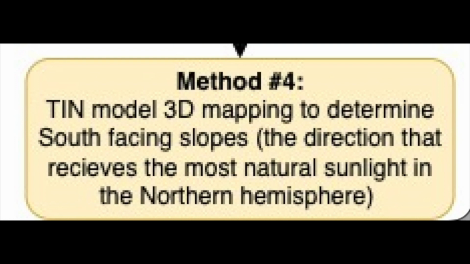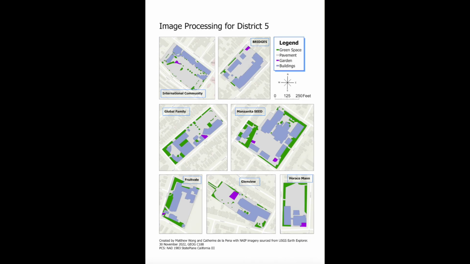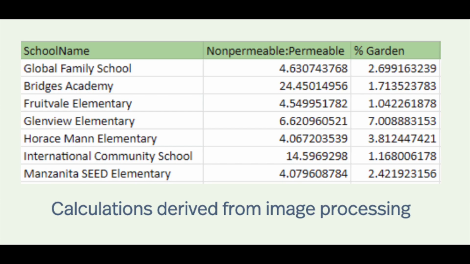Now that we've identified our sub-questions, let's discuss how we answer them. For inside schools, we use NAIP imagery and Google Earth to help classify pavement, green space, gardens, and buildings. This image processing allows us to calculate non-permeable to permeable surface ratios, existing garden coverage, and existing green space coverage. We use these as opportunity and constraint layers.